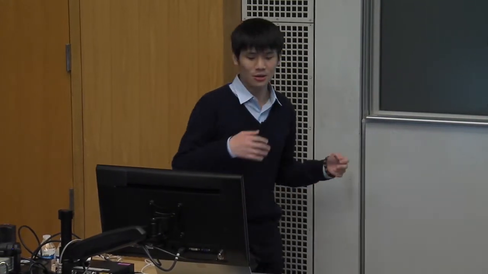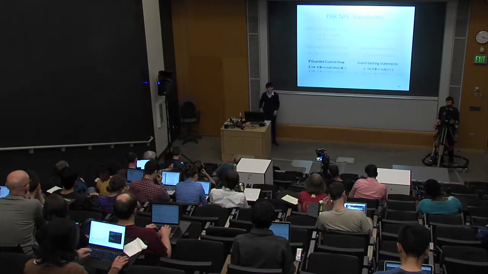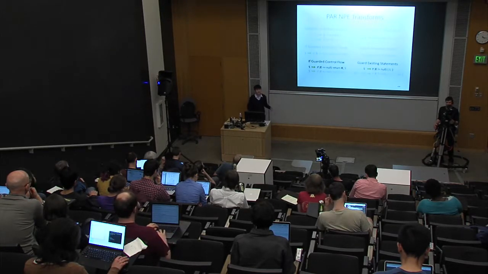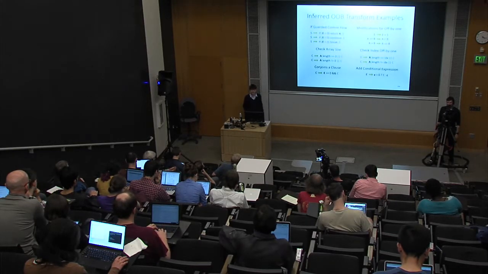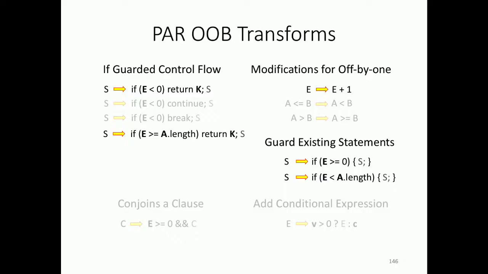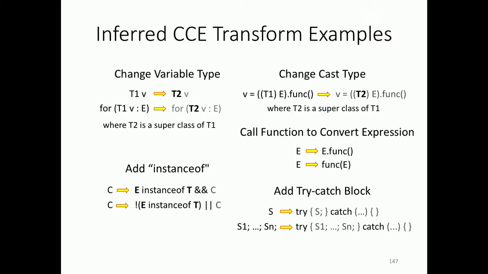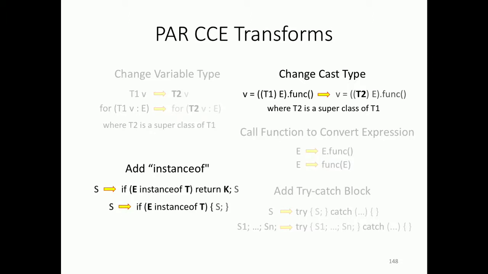So the philosophy of PAR mentioned in their paper is to include only the most common patterns to avoid search space explosion, and therefore it misses many useful templates. We have similar stories for out-of-bounds errors, where we have a diverse set of transforms, while PAR only adds the if-guarded return or guards a single statement to check index out of range. Similarly, for the class-cast exception errors, we have a diverse set of transforms, and this is not even the complete list. PAR only adds instanceof or changes cast type, and that's it. So this explains the reason for the different results we get.